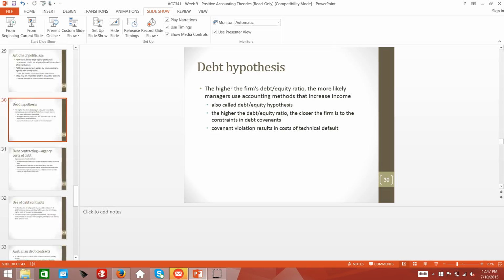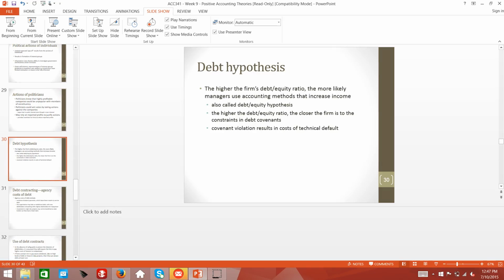So that was the political cost hypothesis. The main things to remember: size is a proxy variable for political attention. People look at big things, big elephants, don't they? The next hypothesis, debt hypothesis. The higher a firm's debt equity ratio, the more likely managers use accounting methods and increase income.